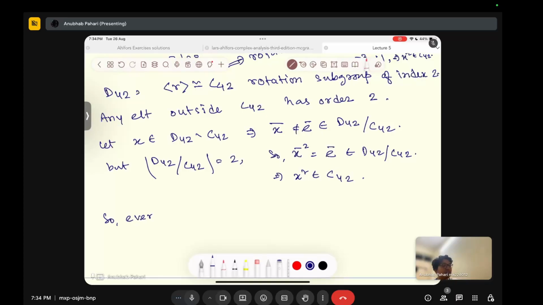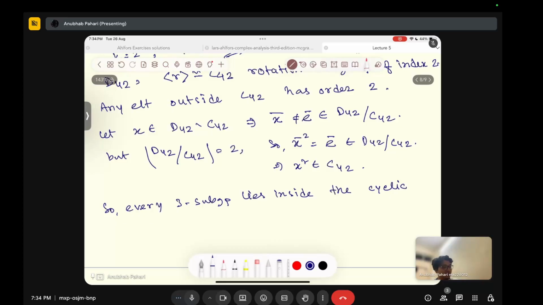So every 3-Sylow subgroup lies inside the cyclic rotation subgroup, that is, in C42. Is this clear? Yes, sir. That means it is enough to check for 42 instead of 84.